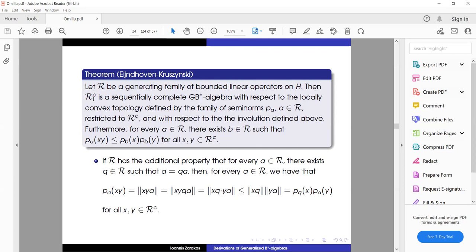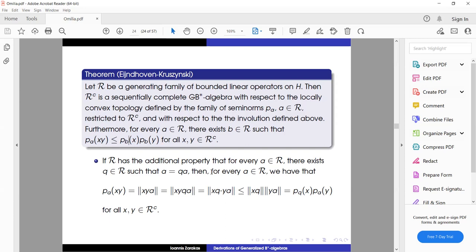Now, what we do is we focus our attention on this paper, this theorem, this GB-star algebra, and we said the seminorms defining the topology of the commutant are given, the continuity is given here. So as we see here, we don't have smoothness. We don't have smoothness with respect to the seminorms P alpha.